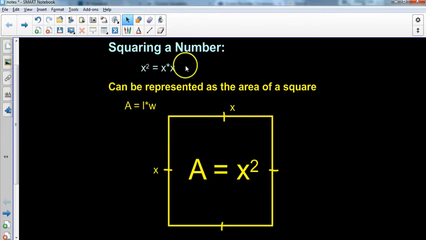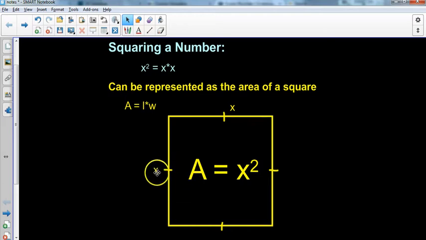So when you square a number, like x squared, that's just equal to that number times itself, right? So this can be represented as the area of a square. The reason we can use the area of a square is because the area of a rectangle is length times width. But in a square, our length and our width happen to be the same units or dimensions. So we're going to call the side length x and the width x. And since this is a square, all four sides are going to be x units long.